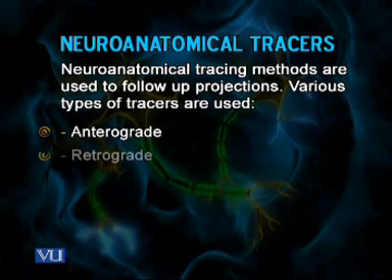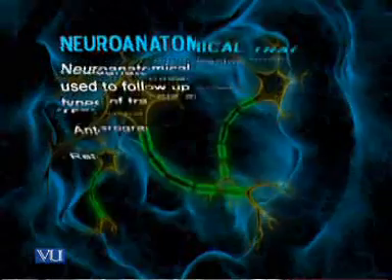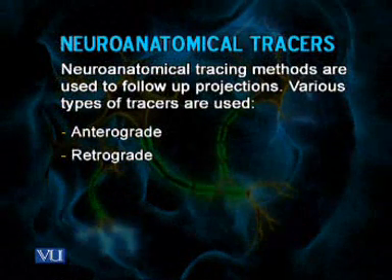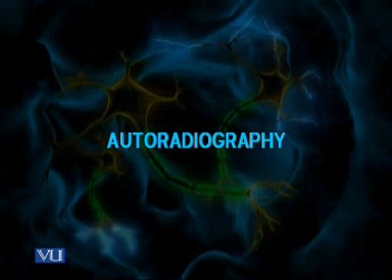And then of course there is a retrograde. Retrograde means you inject somewhere, and when you inject here, it moves backwards to the cell. Retro means going backwards. So it goes backwards towards the cell soma. Why? Because it will show the cell and its interconnections. There are many techniques that we have used.